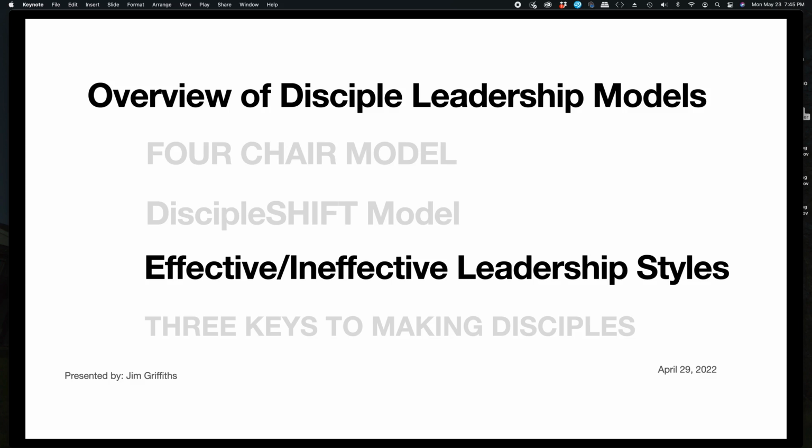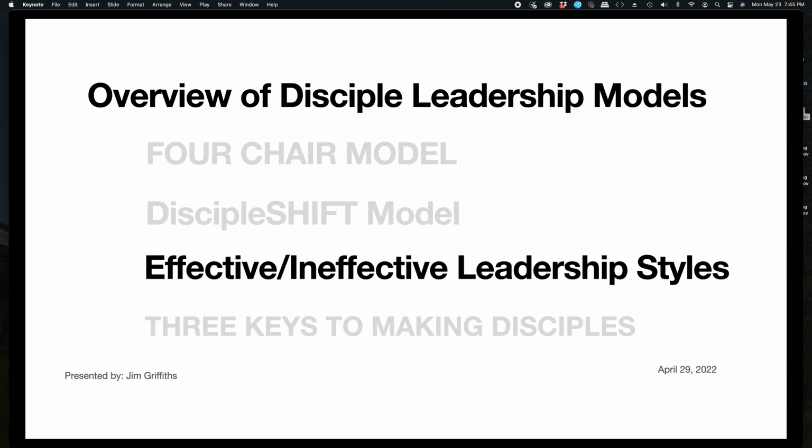Jim Griffiths again. We're going to continue on now with the overview of disciple leadership models, and this was developed by a situational leadership model by Paul Hersey. Thus far, we looked at the four chair model, which was developed by Dan Spader, and we overlaid the four chair model onto the Paul Hersey situational leadership model.